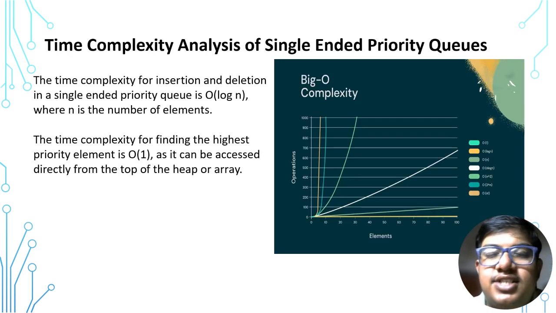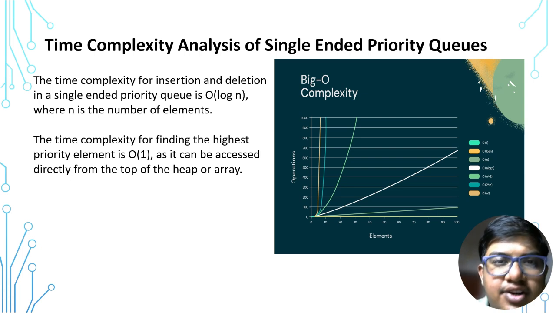Time complexity analysis of single-ended priority queues. The time complexity for insertion and deletion in a single-ended priority queue is O(log n). You can refer to the graph on the right for a better understanding. So this O(log n) is based on the graph on the right, where n is the number of elements. The time complexity for finding the highest priority element is O(1), as it can be accessed directly from the top of the heap or array.